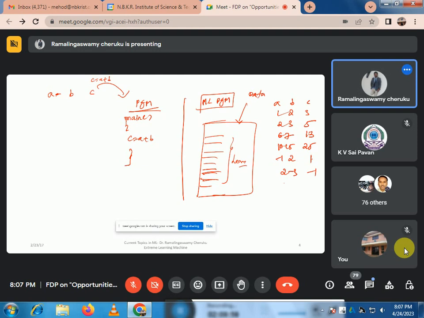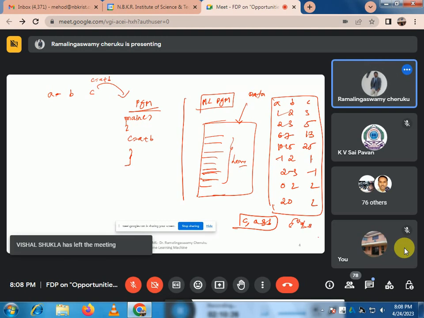Now, the question is, what is the relationship between C, A, and B? I want to find the relationship between C, A, and B. So, how is C depending on A and B? Means C could be some function of A comma B. Means C is the dependent variable on A, B. Means C is completely depending on A, B.